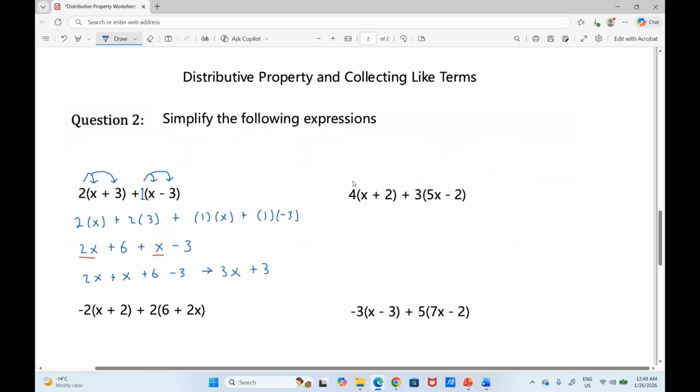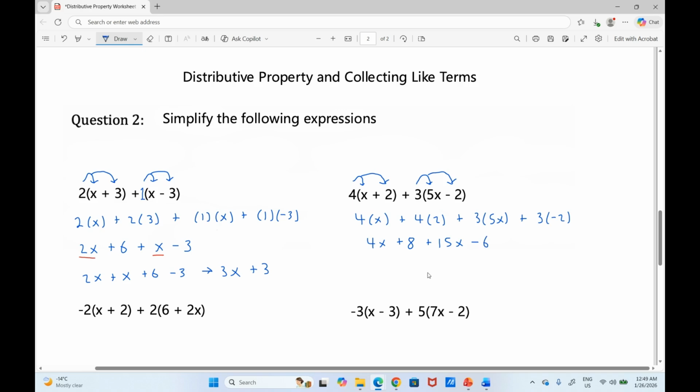Okay, now let's move on to the next one. 4 multiplied by every term inside the bracket. Same thing for 3 multiplied by every term inside the bracket. So I have 4 times x plus 4 times 2 plus 3 times 5x plus 3 times negative 2. So 4 times x is 4x. 4 times 2 is 8. 3 times 5x is 15x. And then 3 times negative 2 is negative 6.